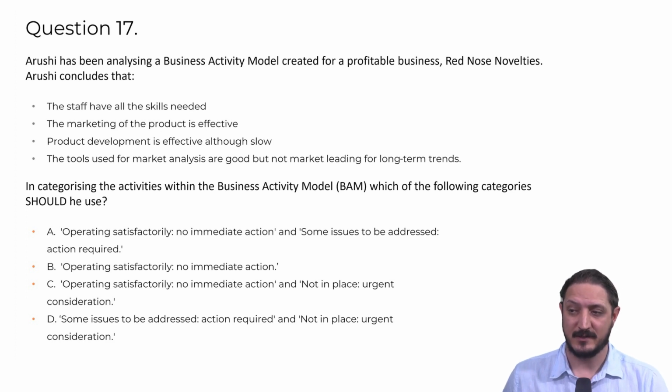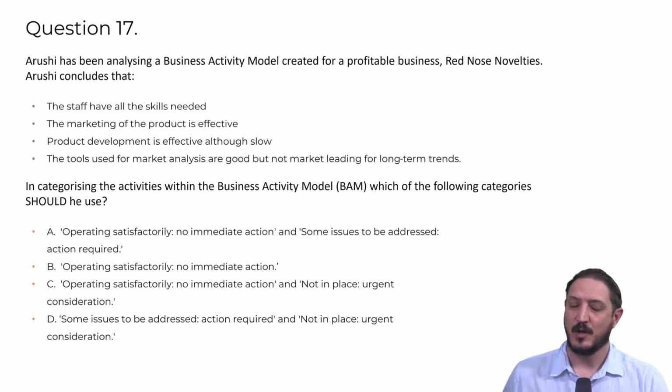Rishi concludes that the staff have all the skills needed, the marketing of the product is effective, product development is effective although slow, the tools used for market analysis are good but not market leading for long-term trends. Now here's the instructions. In categorizing the activities within the business activity model, which of the following categories should he use?